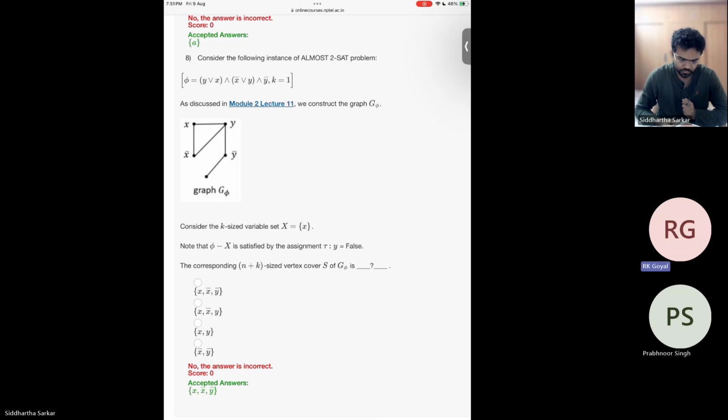Yes. If I include x and then the complement of x, then everything is covered, and I need to include y, the complement of y. So A is the right answer. I need x and then the complement of x and then the complement of y.